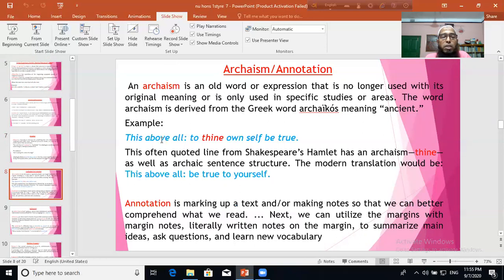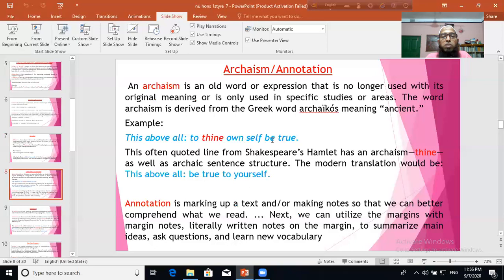Look at the example. This above all, to thine own self be true. So this is a quotation. This often quoted line from Shakespeare's Hamlet has an archaism. Look at the word thine, the red marked word. So what does thine mean? This is not a usual, regular word. This is an old, ancient word. The archaic sentence structure is also not a regular structure. This is also unfamiliar, an old structure.